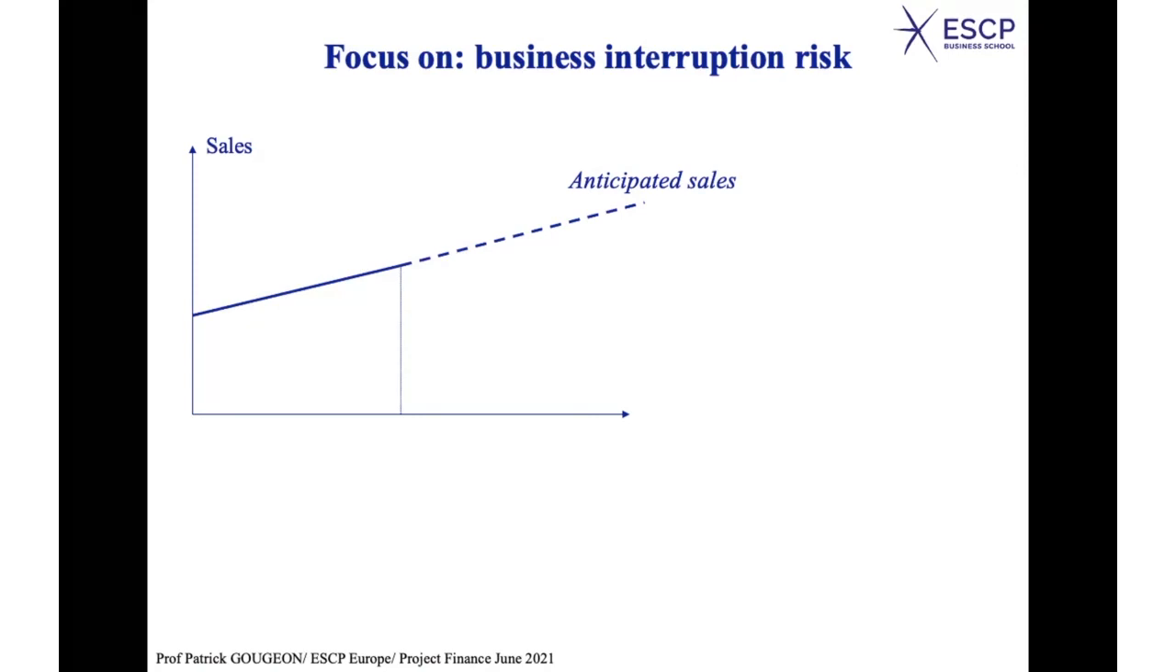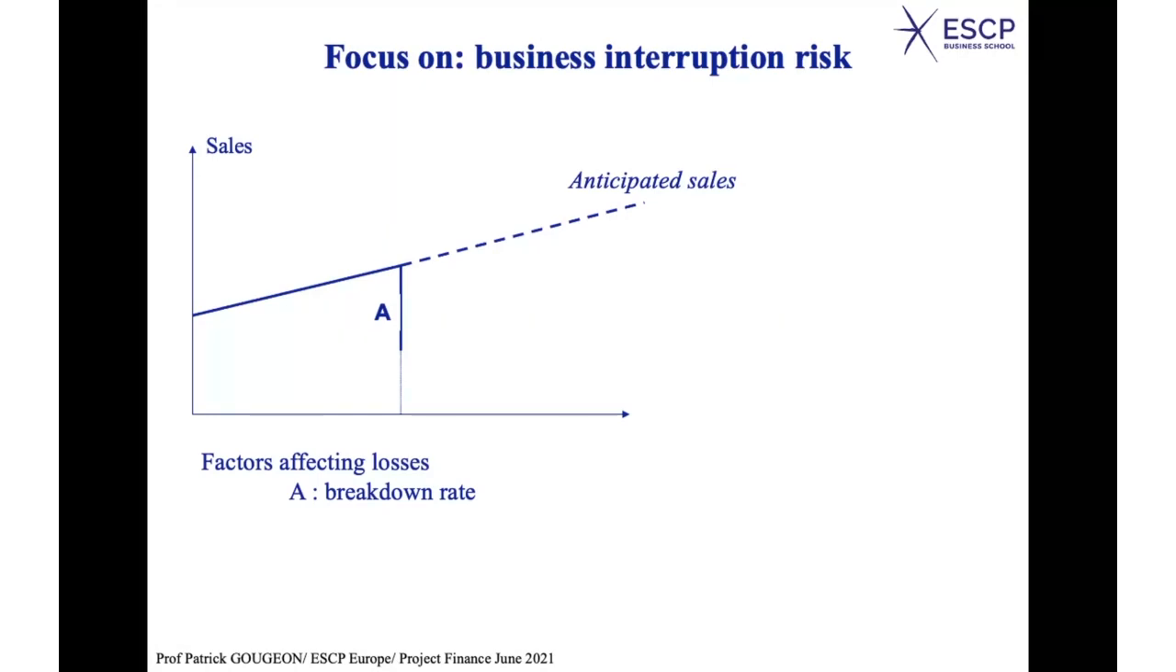In this case, what happens? All of a sudden, you have a drop in your sales because part of your capacity is reduced. Part of your capacity cannot be used. So you have a first parameter to analyze the interruption risk, which is the breakdown rate. It might be 50%, for instance. If you have a power plant with 2 turbines, maybe 1 turbine might be interrupted. You have only 1 left, which means that you would have 50% of your activity interrupted, which is what I call the breakdown rate.